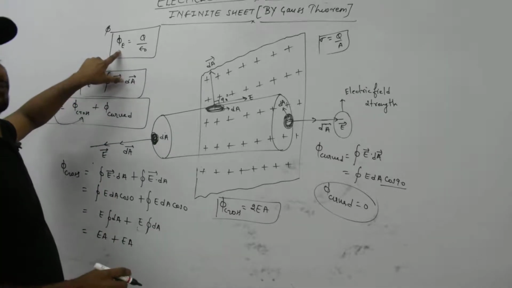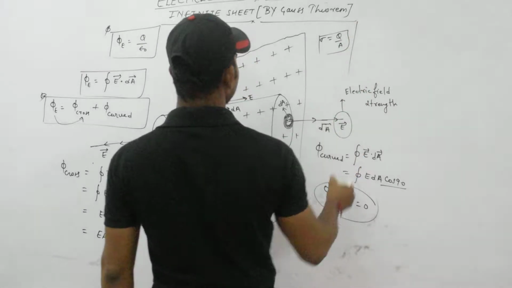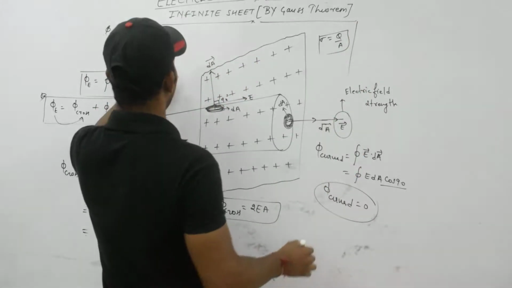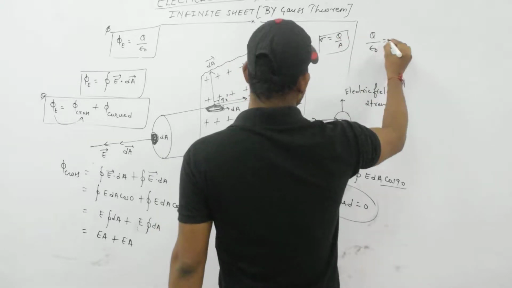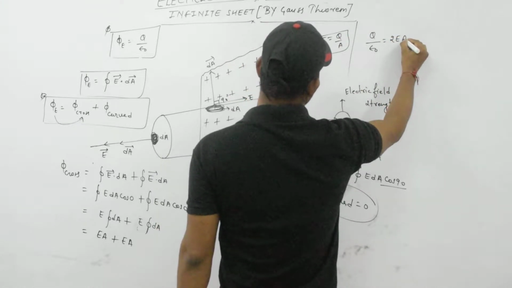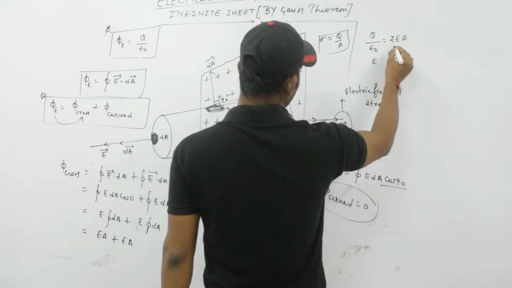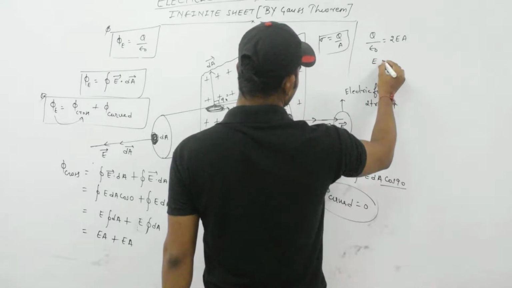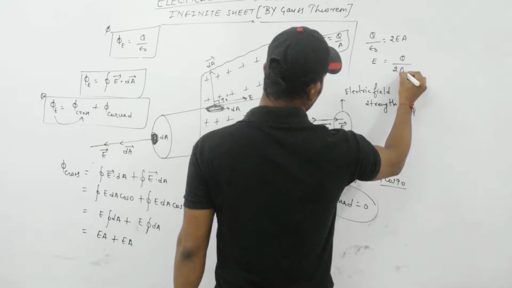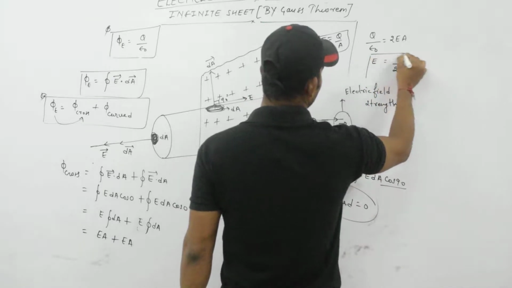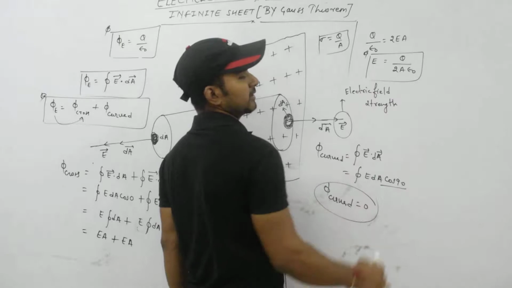Now from the Gauss theorem we know that phi is equal to Q upon epsilon naught. So from both formulas we can write Q upon epsilon naught is equal to 2EA. And from here, E is equal to Q upon 2A epsilon naught. This is our respective formula of the electric field intensity.